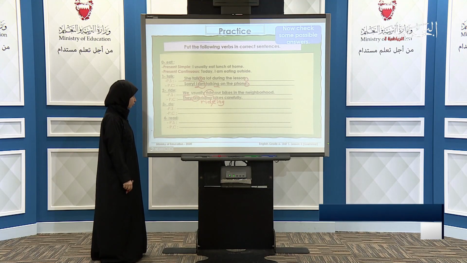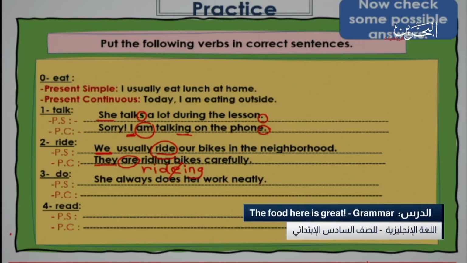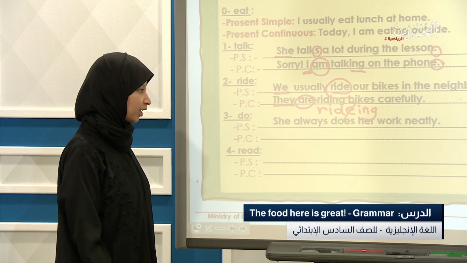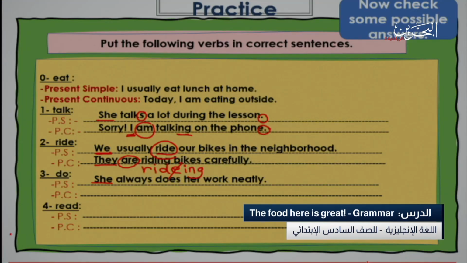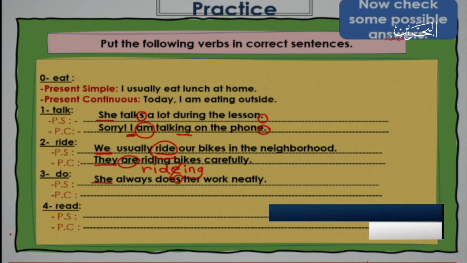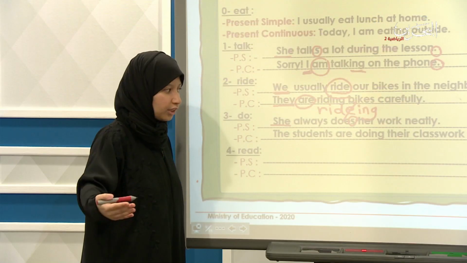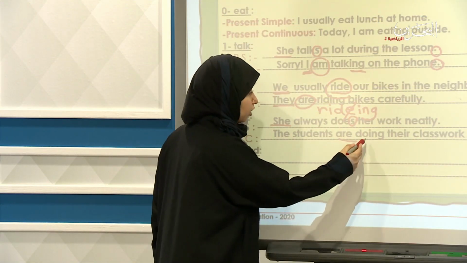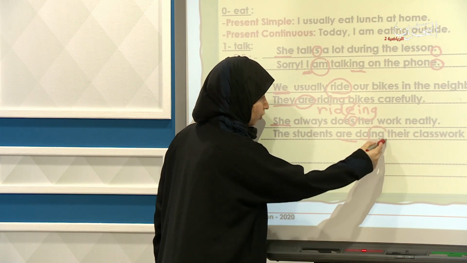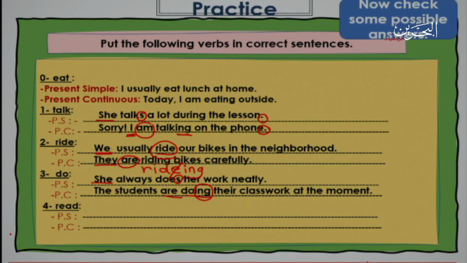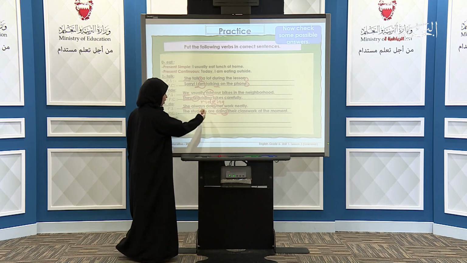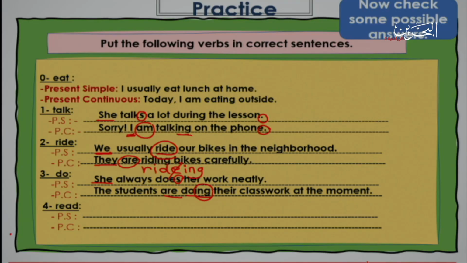Number 3, do. For the present simple: she always does her work neatly. She takes an S in the verb. Do turns to be does. For the present continuous: the students, it is the plural form of student, okay? More than one student. We add are doing. We add an ing to the verb, and we continue the rest of the sentence. The students are doing their classwork at the moment.